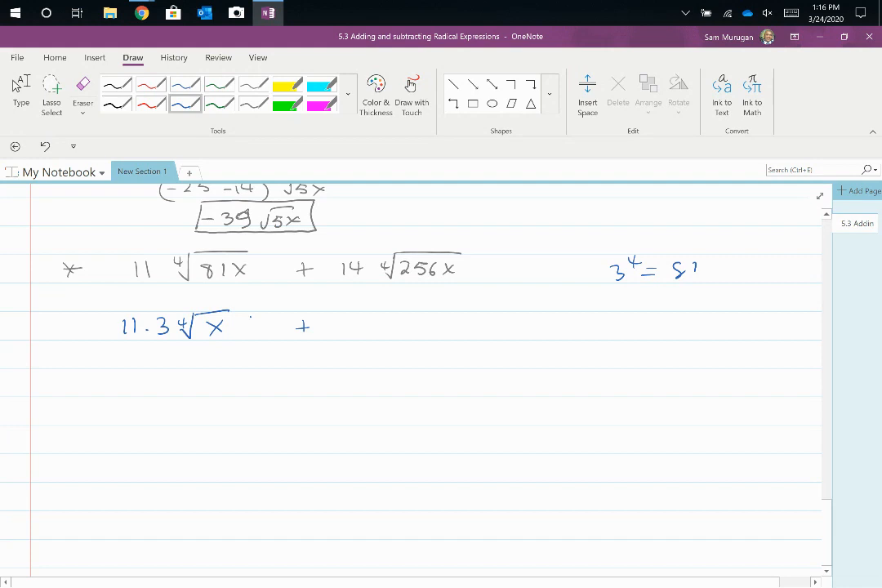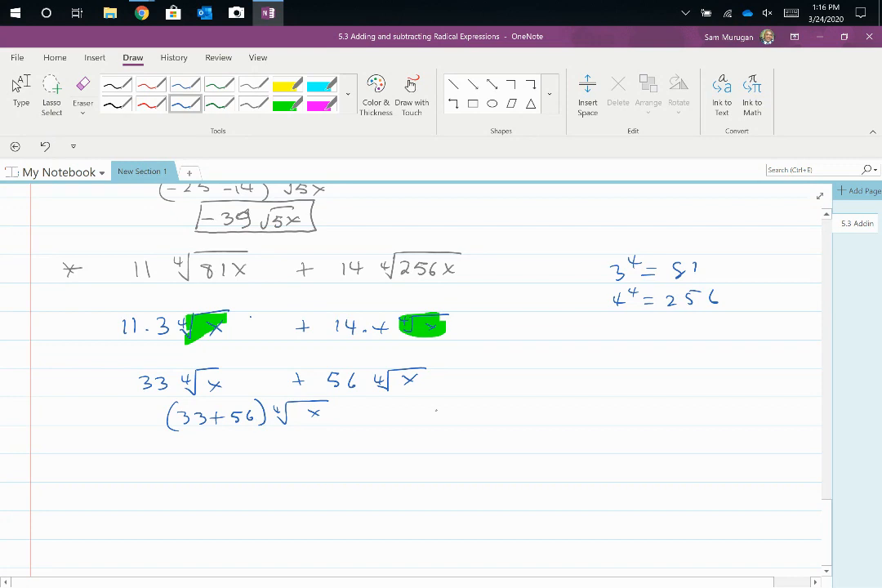And then the fourth root of 256. So 256 is 4 to the fourth power. So times 4. And that leaves me with the fourth root of x here. And that gives me exactly the same radical for both of these. So this is 33 fourth root of x plus 56 fourth root of x. So 33 plus 56 fourth root of x, which is 89 fourth root of x.